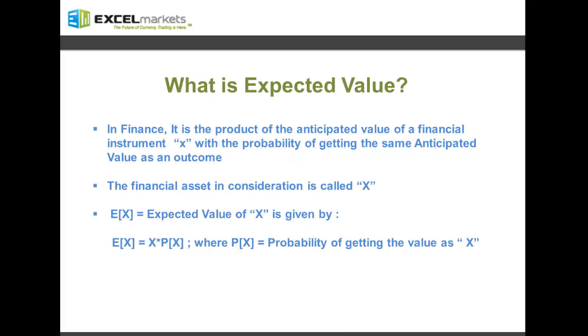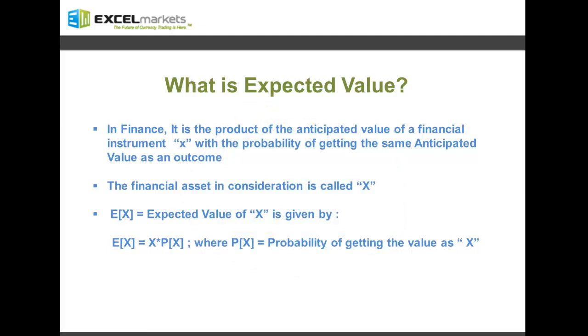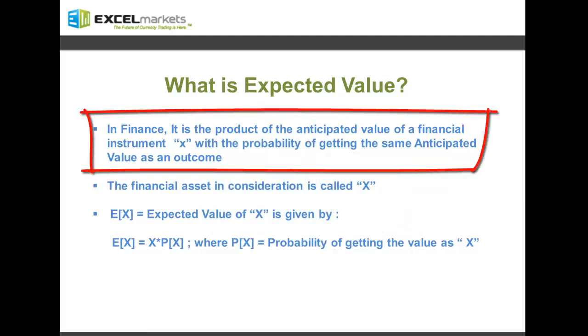To start with, what do we mean by an expected value? As the name suggests, expected value is the carefully calculated, educated estimate of the value of any object based on its careful analysis. In statistics, expected value represents the average value of any random variable in the long run. That is, it is the mean value that would be obtained from an infinite number of observations. The expected value is found by multiplying each numerical outcome by its probability and then summing up all the possible outcomes. In finance, however, it is the product of the anticipated value of a financial instrument, denoted as X, with the probability of getting the same anticipated value as an outcome.